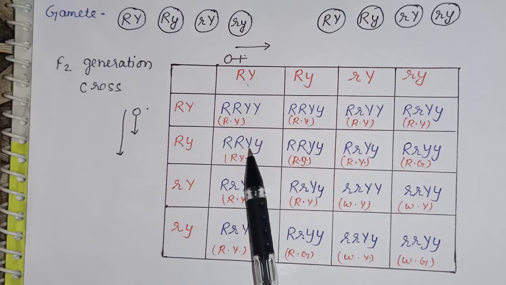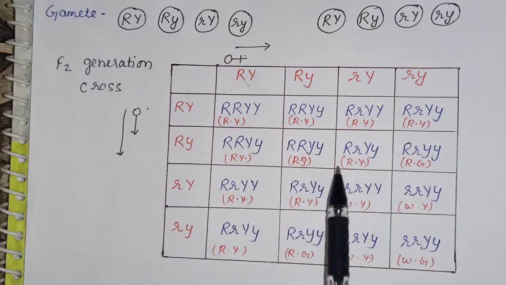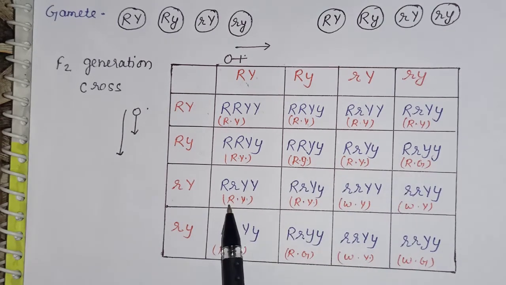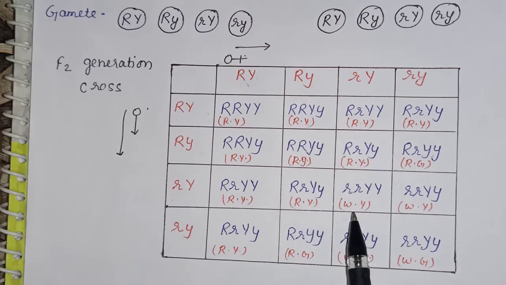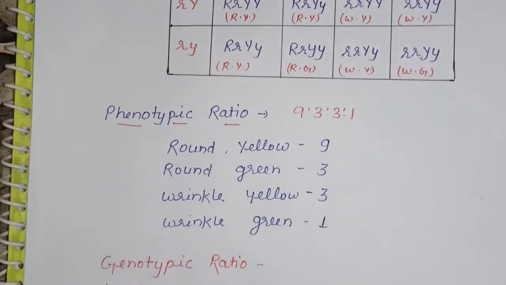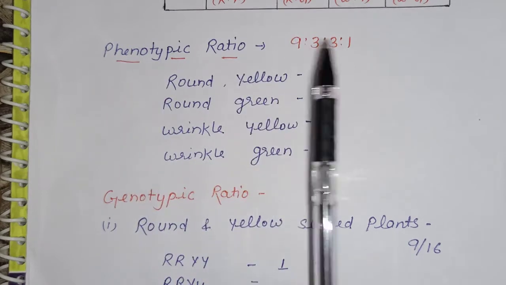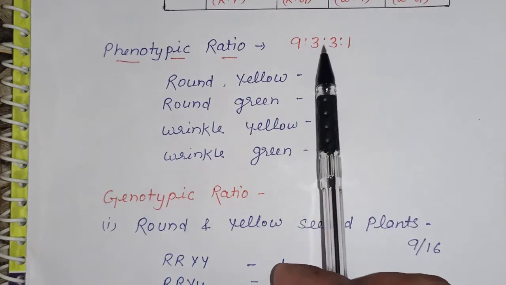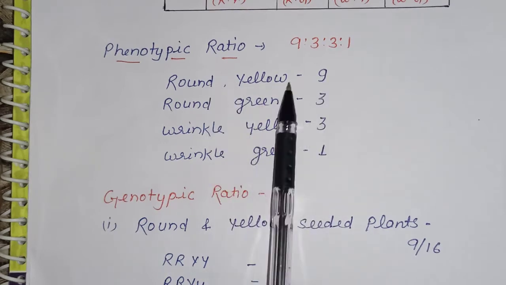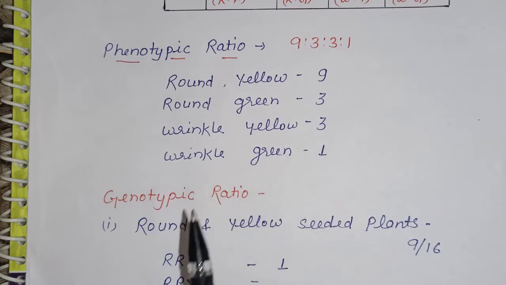we find, in the first step, round yellow, round green, round yellow, and round green. In the third step round yellow, wrinkled yellow, round yellow, round green, wrinkled yellow, wrinkled green. By the help of this Punnett square model, we find the phenotypic ratio. Phenotypic means physical appearance, and it is 9:3:3:1. 9 round yellow, 3 round green, 3 wrinkled yellow, and last 1 wrinkled green.